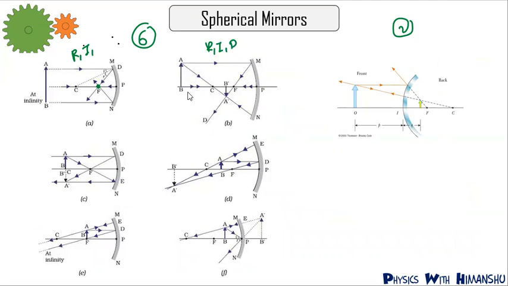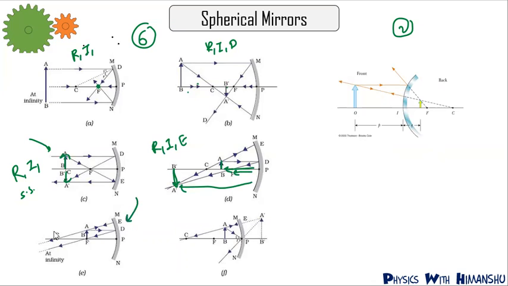In this case also, U will be negative, V will be negative, F will be negative. In the third case, the object and image are of the same size, but the image is real, inverted and same size. In this case also, all three will be negative. In this case, this is the object, this is the image. The image is real, inverted and enlarged because the size of image is more than the size of object. And in this case also, U will be negative because U is also in the backward direction, V will be negative and F will be negative.